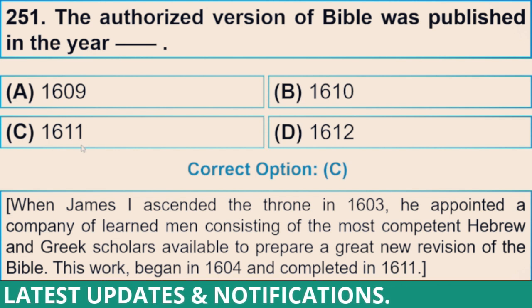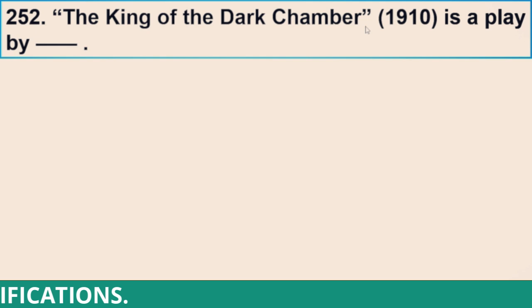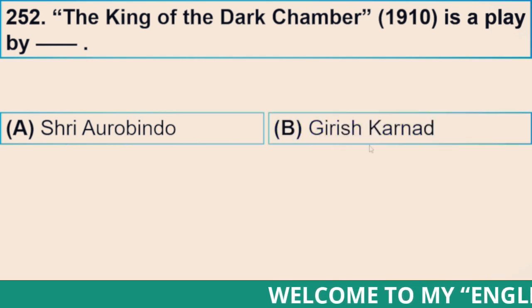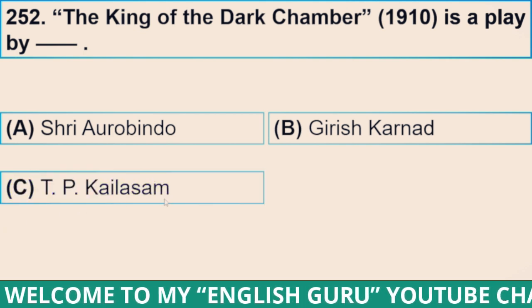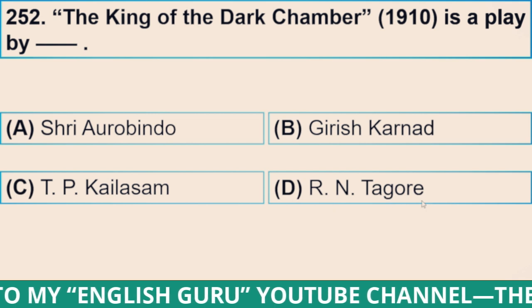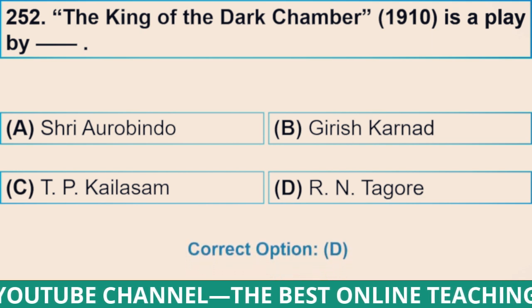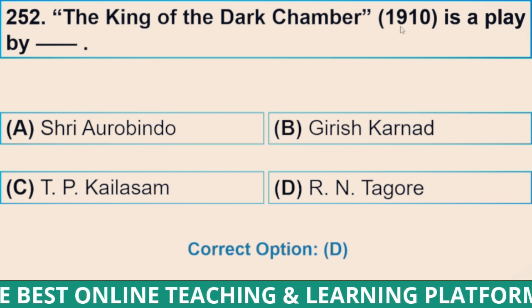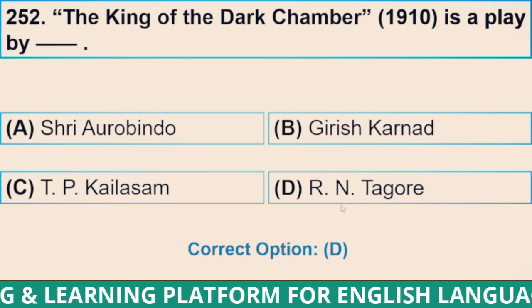Okay, let's see next question. The King of the Dark Chamber, published in 1910, is a play by option A, Sri Aurobindo, option B, Girish Karnad, option C, E.P. Kailasam, and option D, R.N. Tagore. Here, correct option is D, Rabindranath Tagore. The King of the Dark Chamber, published in 1910, is a play by Rabindranath Tagore. Here D option will be correct, R.N. Tagore.